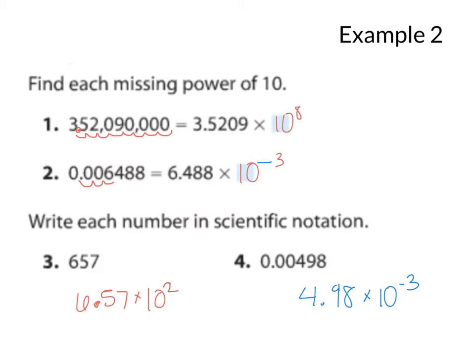Now if you got these two right, I do applaud you. I'm now going to tell you how to do them. So you would have needed to look at 657. Where can I put the decimal to make it between 1 and 10? I can put it right there. I got my base number. How many times? 1, 2. That's how I got my 2 right here. How can I make this number between 1 and 10? Put the decimal between the 4 and the 9. How many times back is it? 1, 2, 3. Negative 3.